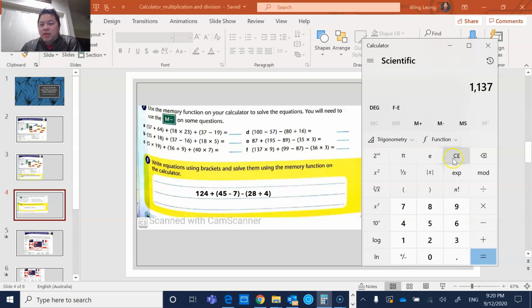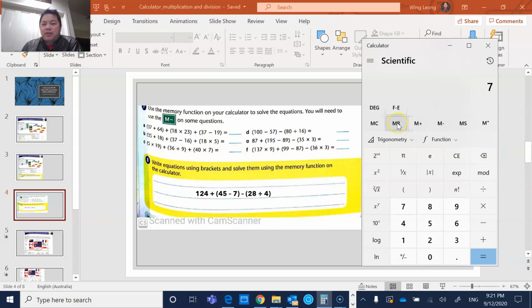Again, clear the memory, clear everything. So I have 124, no problem. Okay, I'll put that in the memory first. Then after that, I have 45 minus 7 equals. Remember this is positive, that's why I put memory plus. Okay, next one, 28 divided by 4 equals, but because this is minus, I will need to use memory minus.